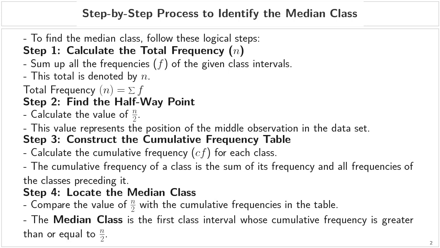Finally, Step 4. This is where you actually locate the median class. You will compare the halfway point we found in Step 2, which is N divided by 2, against the cumulative frequencies in your new table. Your goal is to find the very first class interval where the cumulative frequency is greater than or equal to N divided by 2. In the next slide, we are going to put these exact steps into practice using a real-world example of student test scores to see how this works in action.